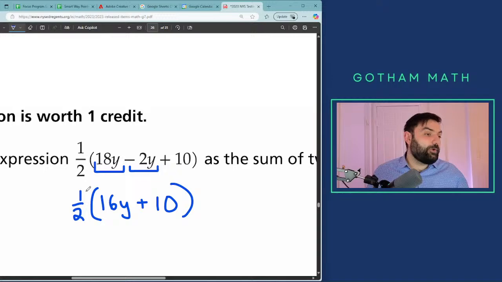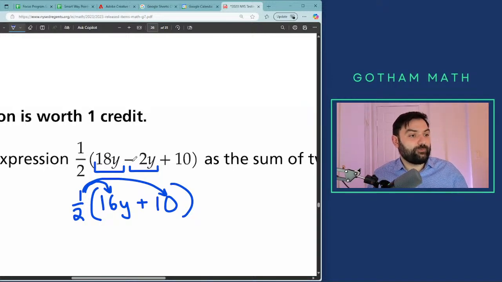And now I'm going to distribute 1 over 2 onto 16y and onto 10. This question is basically checking whether you know which terms you are allowed to combine and which are not. You are not allowed to combine 16y with 10, because you can only combine terms that have the same letter, and you cannot combine them with the ones that don't. They want to see if you will add 10 to this or not. And you can't.